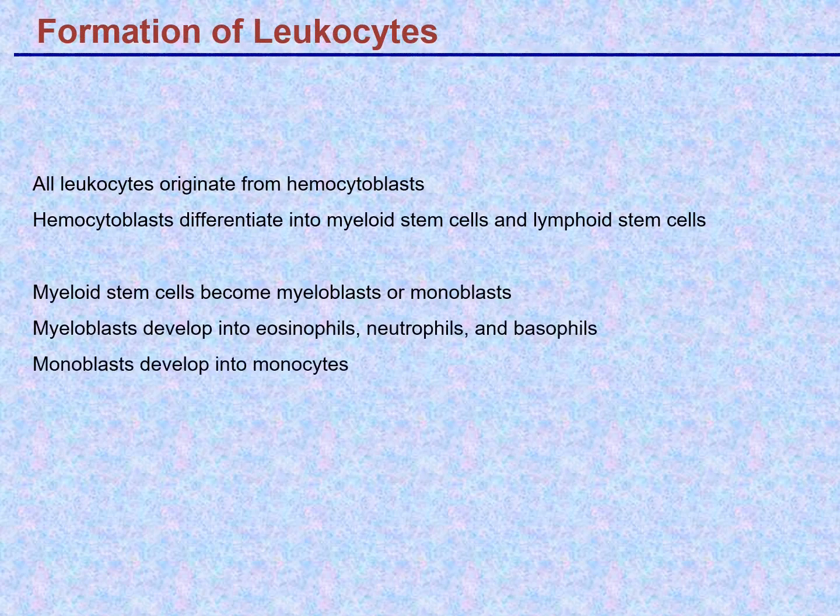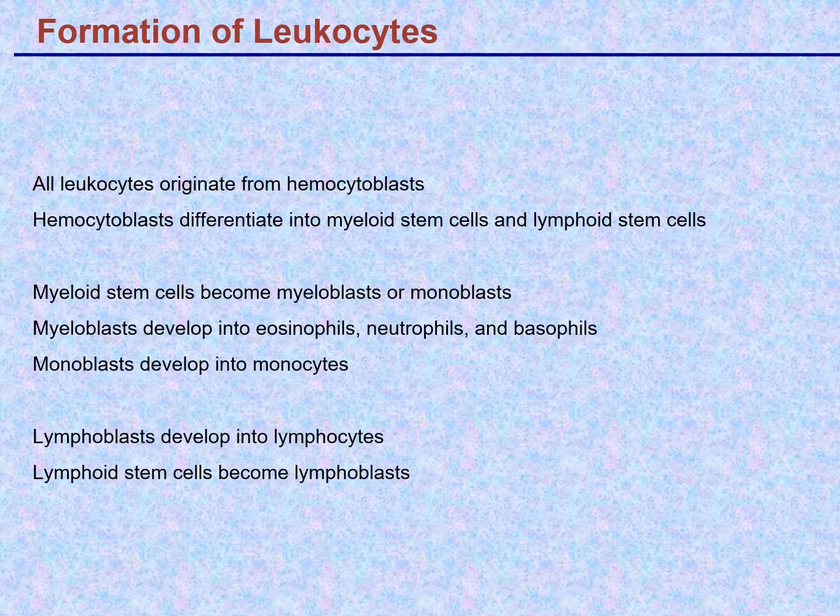Notice I didn't go through all the names in between the most primitive cell, the hemocytoblast, and I gave you the final name of the cell. There are all kinds of names for different immature stages in between, but you wouldn't have to know those. All the cells of the blood, including the white cells, the leukocytes, originate from hemocytoblasts. These are the pluripotential stem cells.